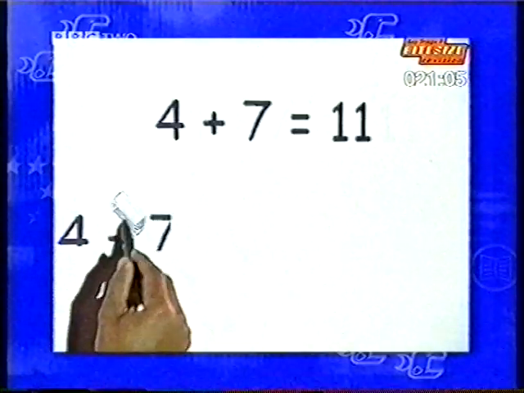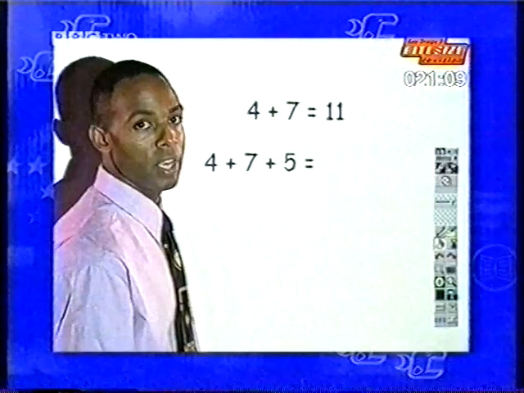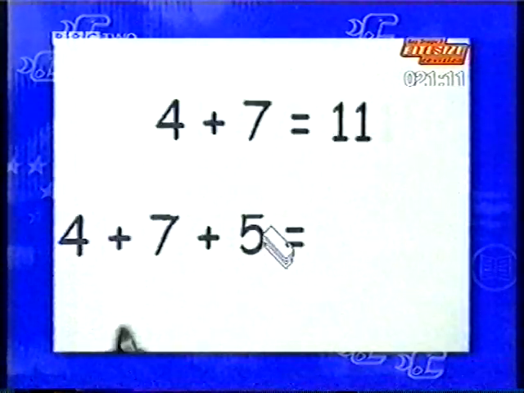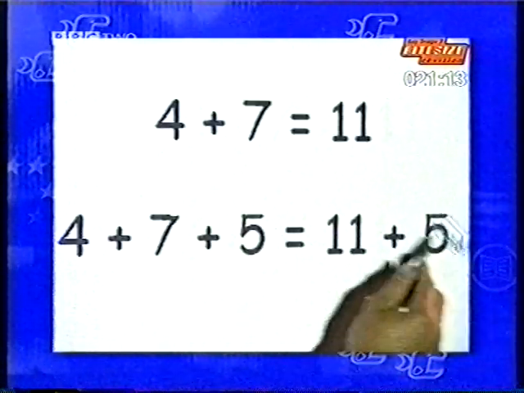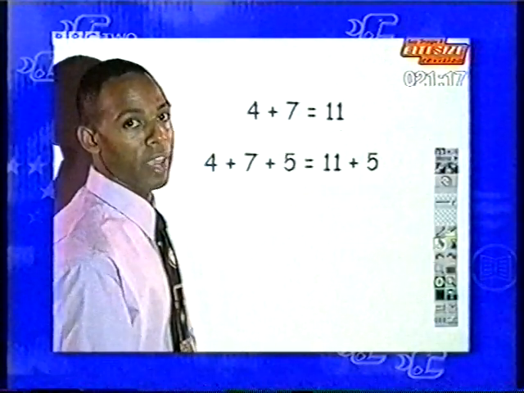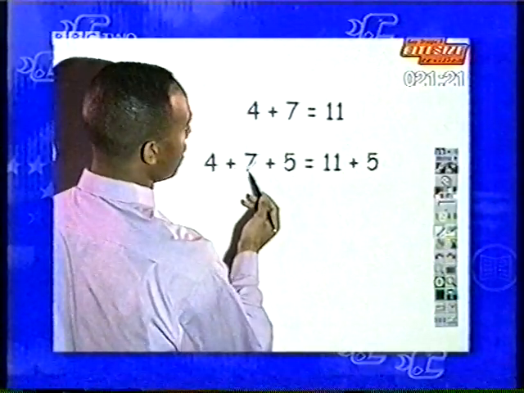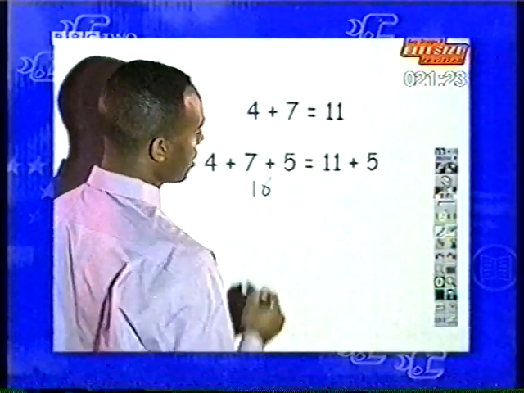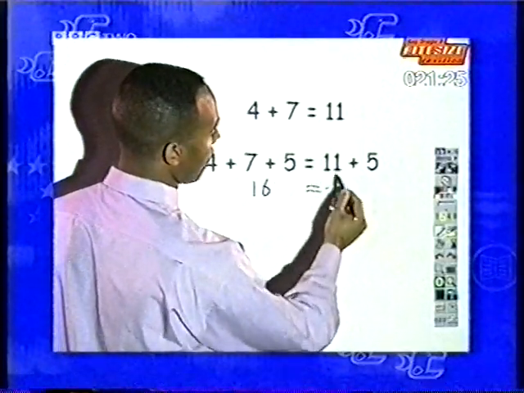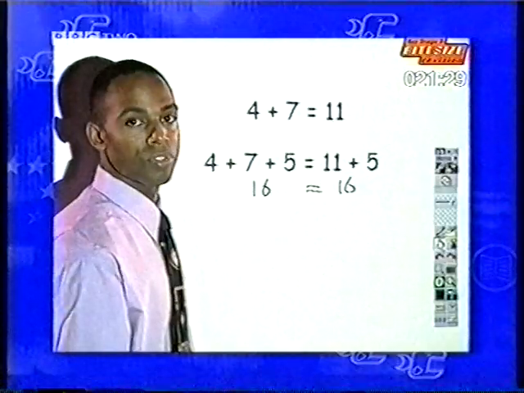Now, if we add 5 to one side of this equation, if we remember our rule, we also need to add 5 to the other side of the equation to ensure that the equal sign is still correct. Now what does that give us? 4 plus 7 is 11, plus 5, which is 16. 11 plus 5 is 16. So the equal sign is still true.